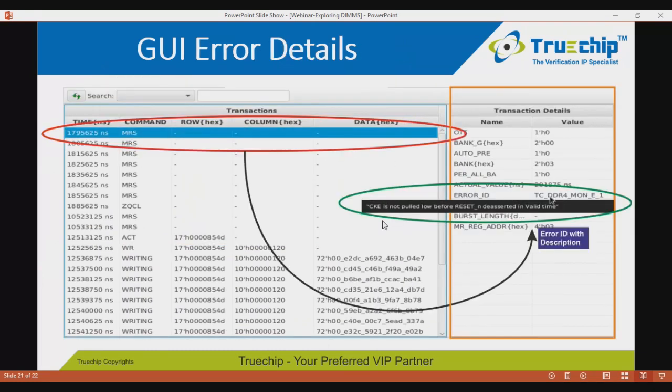Once you select it, the right hand side transaction column will show the error ID along with the actual and the expected value, so that the user can get the timestamp where the error occurs, such as when the actual and expected data of the MRS mismatch. By placing the cursor on the error ID, you can get the details of the error, as you can see from the current figure. The description of the error is highlighted in the black color row.